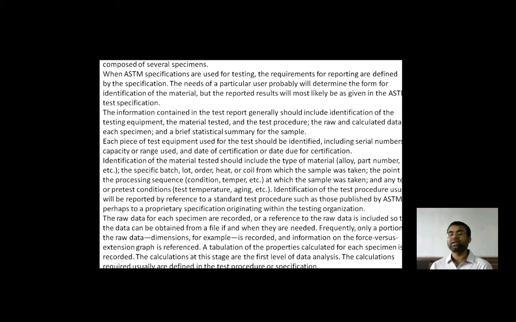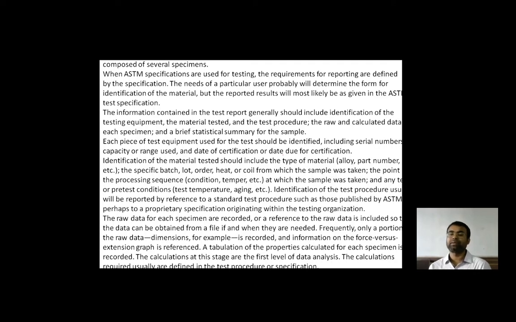So the raw data for each specimen are recorded, or a reference to the raw data is included, so that the data for each specimen can be obtained from a file if and when they are needed. So from there we can conclude that thing. And frequently only a portion of raw data, dimension for example, is recorded, and information of the force versus extension graph is referenced. That is the stress strain graph that we discussed earlier. So from there we can calculate these things and understand how the particular material specification is working.